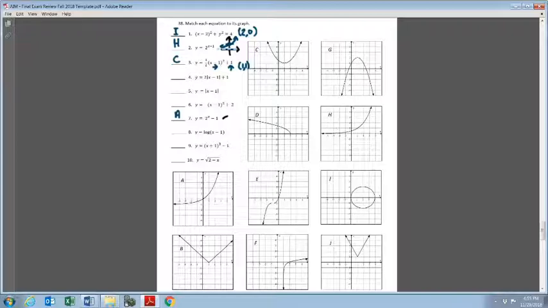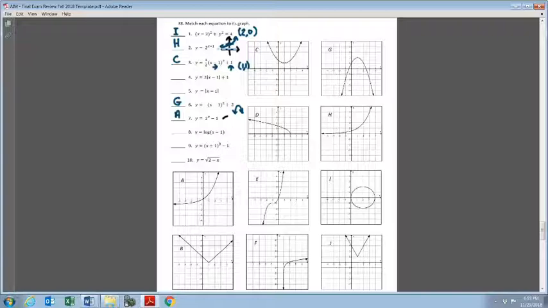Notice C has got the vertex at 1, 1. Now if you look down below at number 6, that parabola, there's a minus out front. That tells us it's going to open down, and so it really makes it pretty easy. The only other parabola is G, and so that's the answer there.